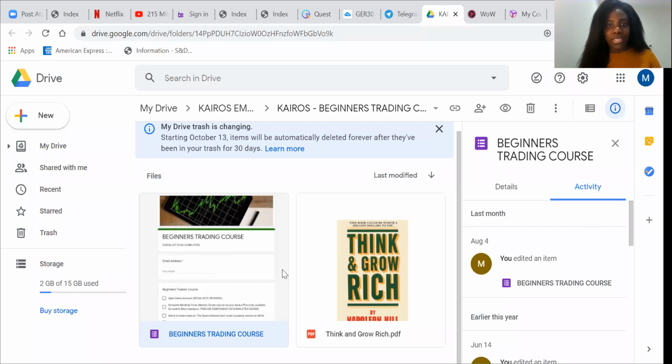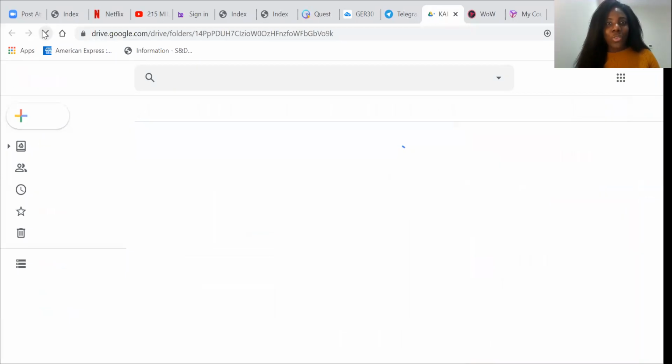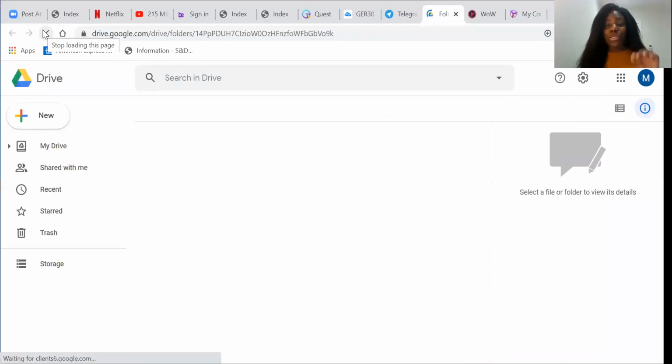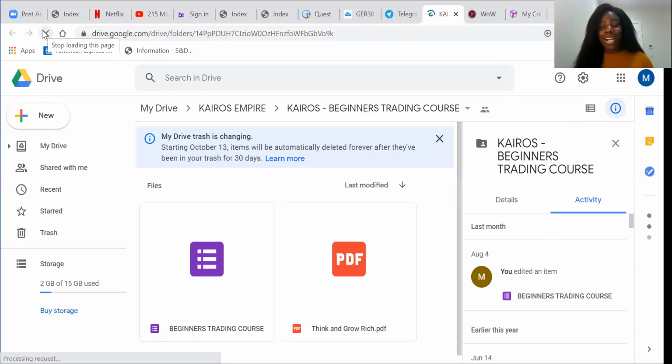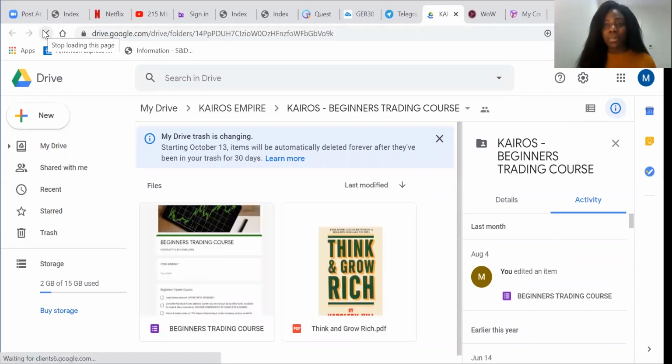And my computer has decided to freeze. Sorry. Okay, hold on, let me just refresh. So you have to complete that. And then finally, you have to complete 100 pips in your demo account.